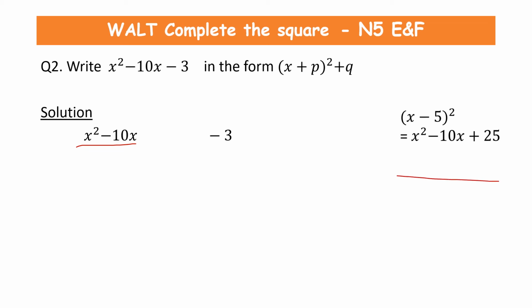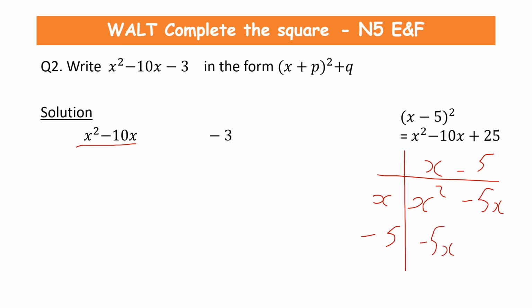A picture of that: x take away 5 times x take away 5, I've got x squared minus 5x minus another 5x, and then add 25. So there's that 25. So that's definitely what I get when I square x minus 5 squared. So that's definitely what x squared minus 10x came from. It came from a bracket x minus 5 squared.